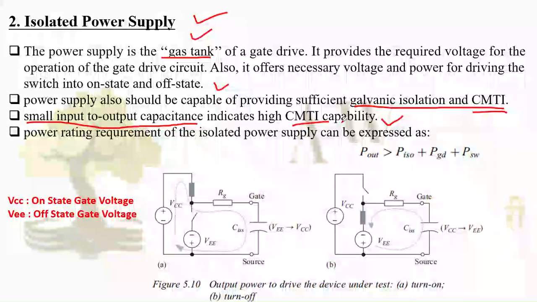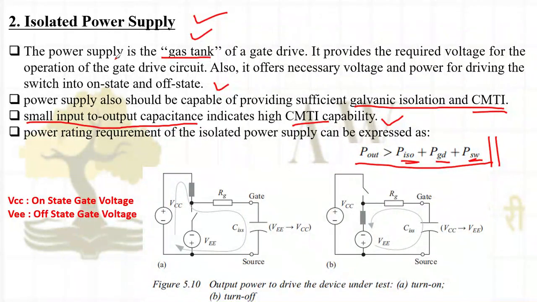Now the power rating requirement of the isolated power supply can be expressed as follows. The output power requirement is the isolation power, then my gate drive power and my switching converter power. The combination of these three will be the overall power requirement of my isolated power supply. Here you will see the circuit. This is the VCC and VEE I require, where VCC is the on state gate voltage and VEE is my off state gate voltage. You have already seen this.